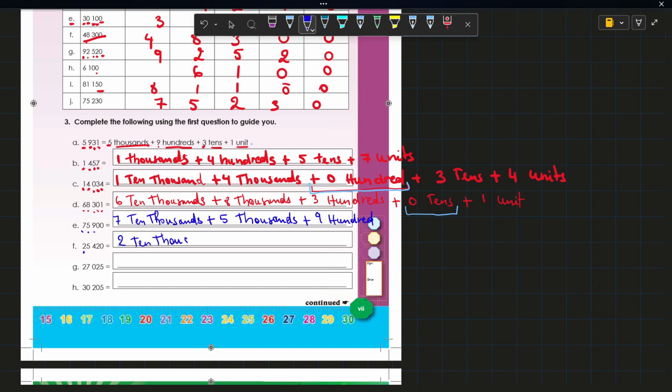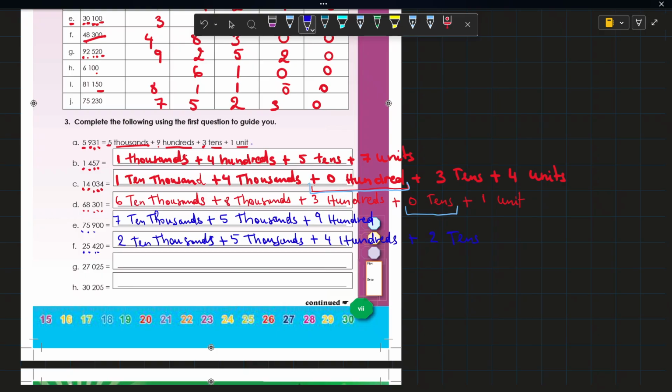This is 10,000 plus we have 5,000 plus this is 400 plus this is 2 tens, and that's it. Of course, we could include 0 units, or we can just leave it. Since it's 0, we can decide to omit it. It doesn't really matter.